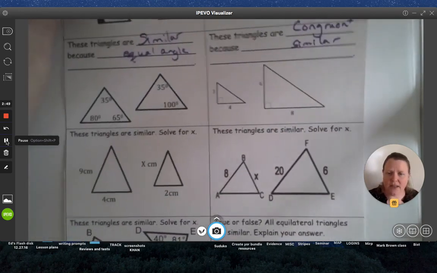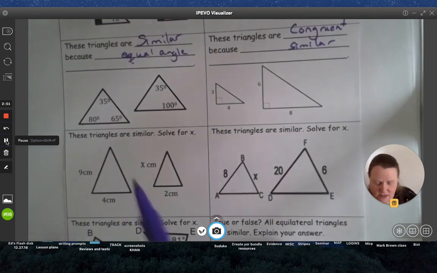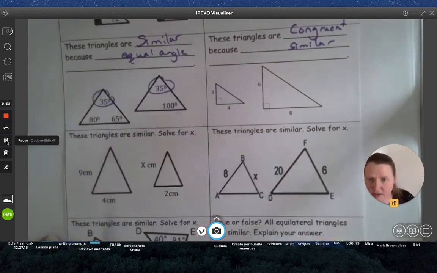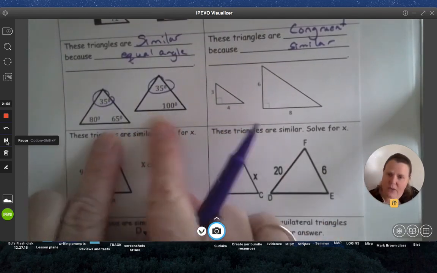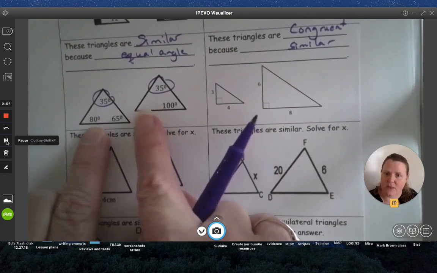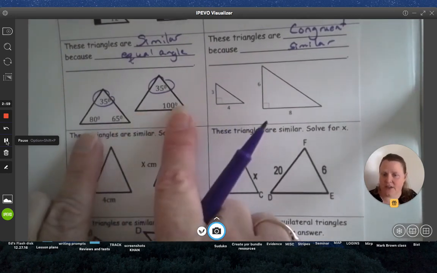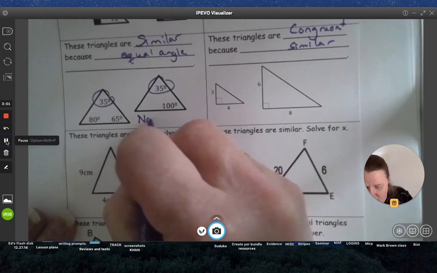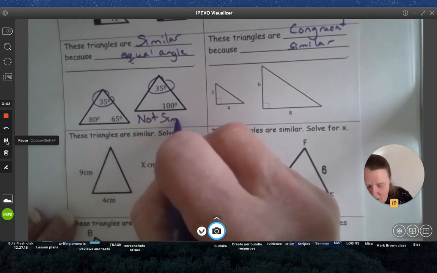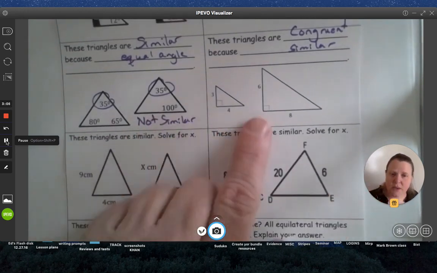Let's look at the next row down here. When we look at the next row, we're going to try to figure it out. See how they have a match here, but they don't have a match anywhere else. So no matter what angle this one is, it's not going to be equal because this 100 doesn't match anyone. So this one is not similar. So what about this one?